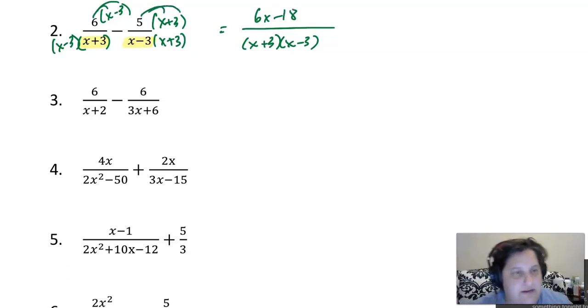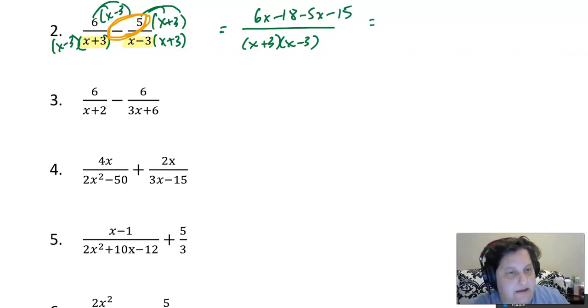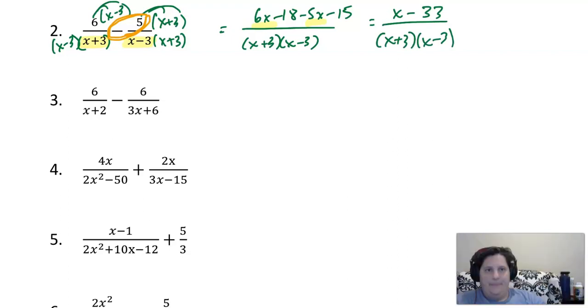When I distribute this, I want you to do something that will help you make less mistakes here, okay? That is this 5, it's not just a 5, it's negative 5. When I distribute the 5 through, I want to distribute the negative also. Okay? And so I get x minus 33 over x plus 3, x minus 3.